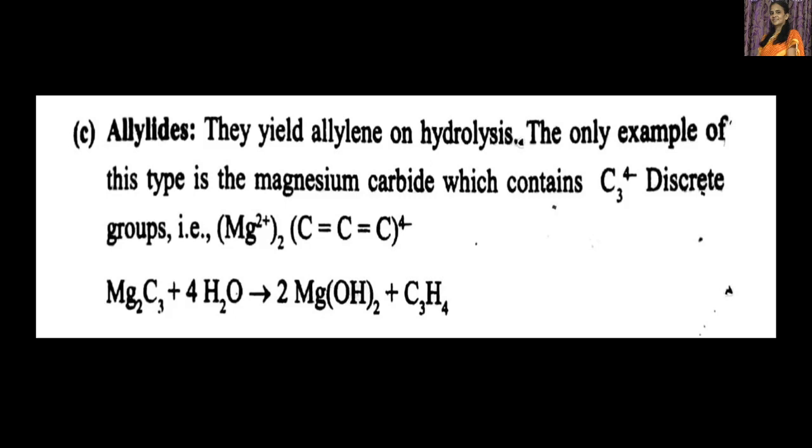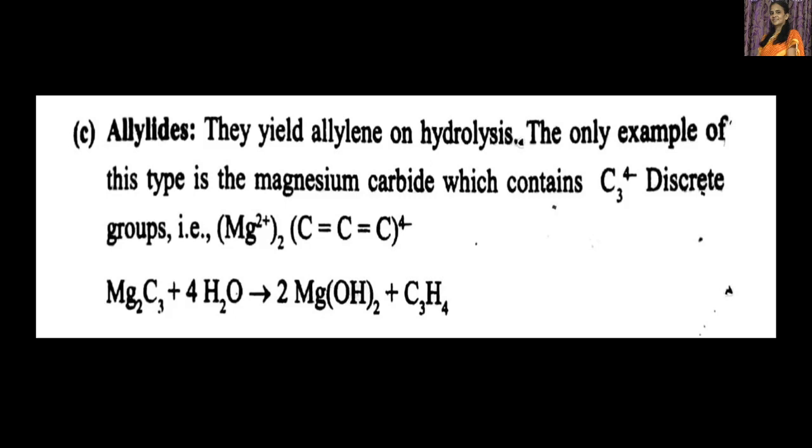Mg2C3 has the C3 4- ion or group. You can see here this is ionic, so plus 2 here, minus 4 here. Two magnesium ions, therefore plus 2 into 2 is plus 4, and here 4 minus. So Mg2C3, when it undergoes hydrolysis, produces allylene, that is C3H4.